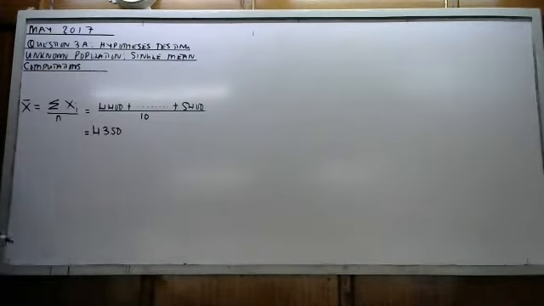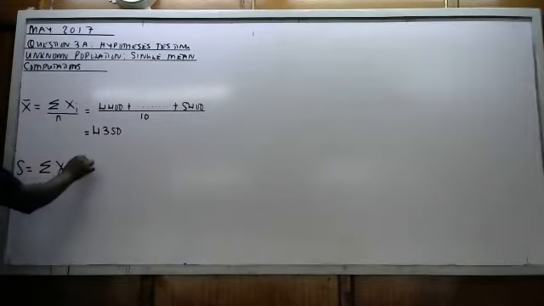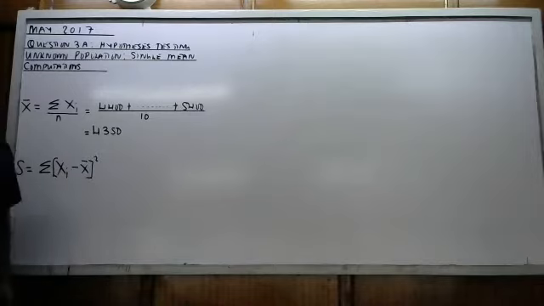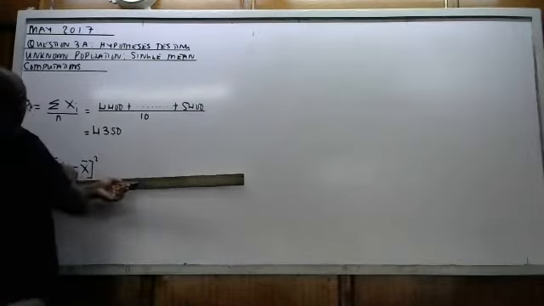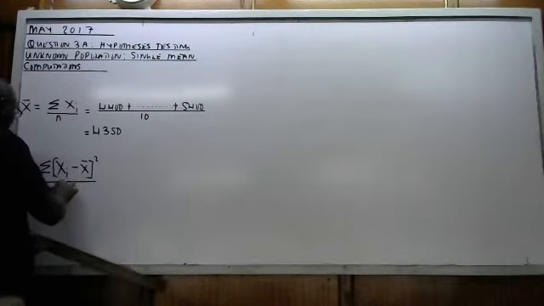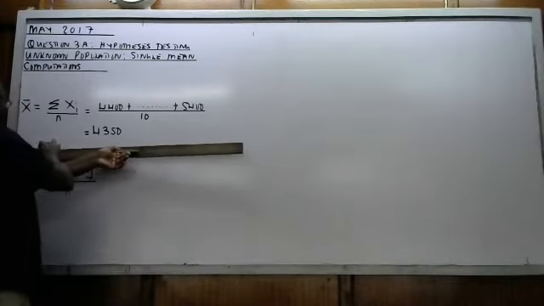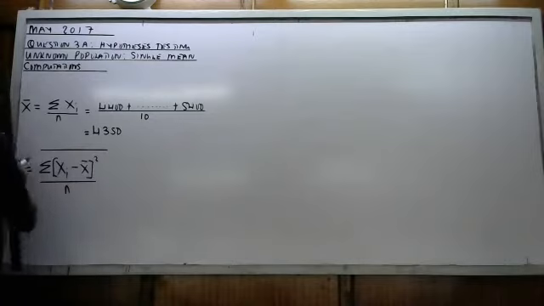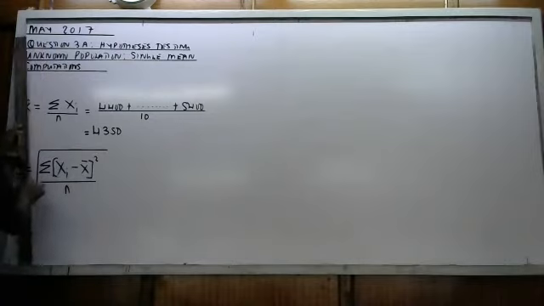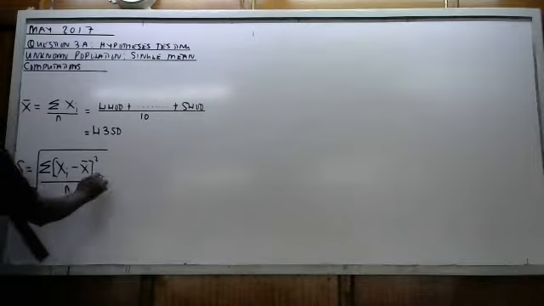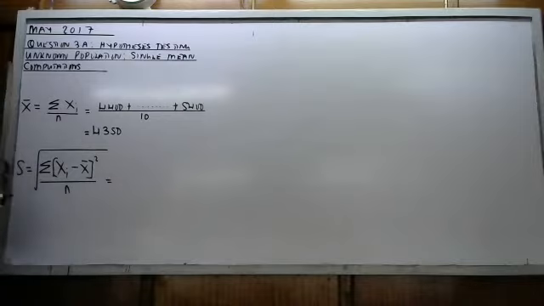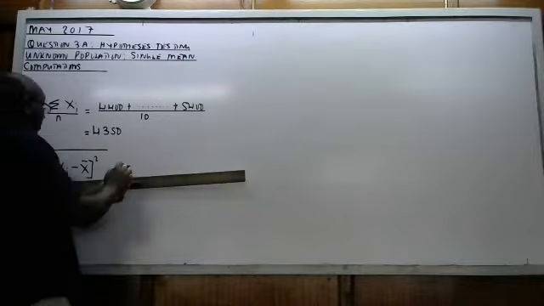That is the mean. Then S, which is the standard deviation, is given as the sum of xi minus x bar, you square this, you divide by n. Then all this, you get the square root. So what we are going to do is like this.